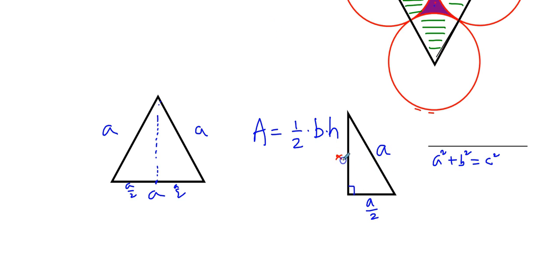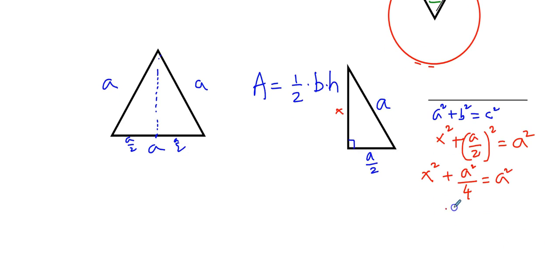If you assume that this height is X, then X square plus the other leg, those are the two legs X and A over 2. So (A divided by 2) square plus C square, where C, the hypotenuse here, is A, and I squared it. So X square plus A square over 4 is equal to A square. Then subtract that A square over 4 on both sides.